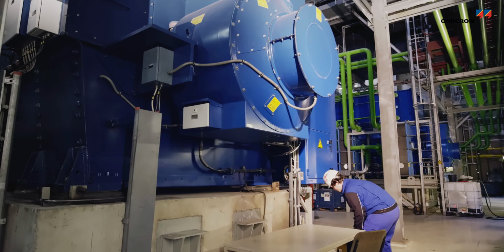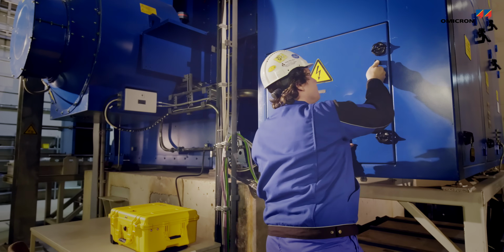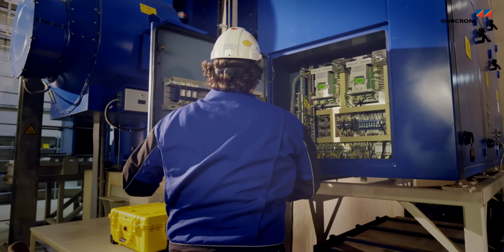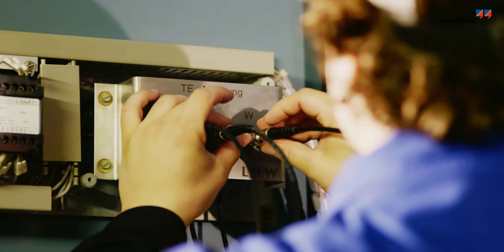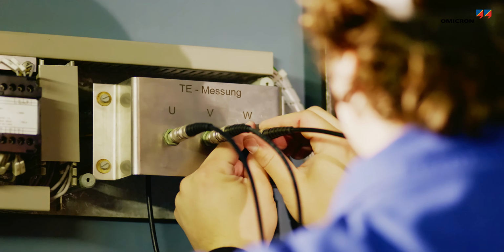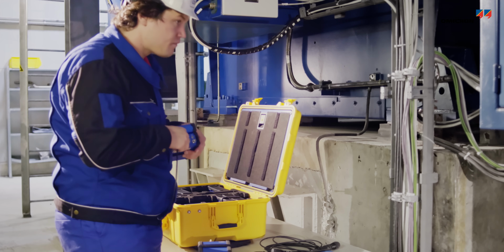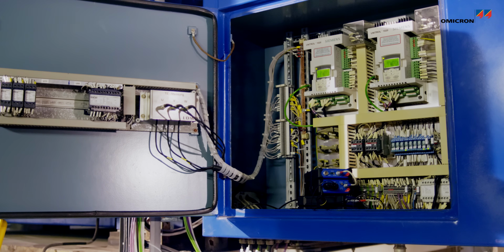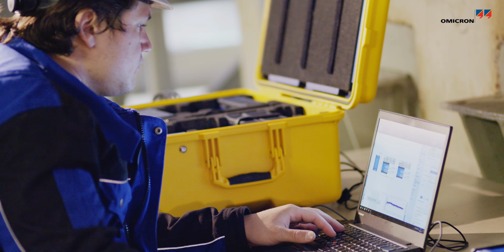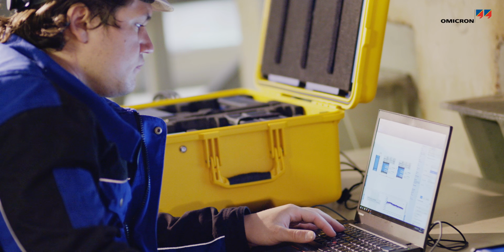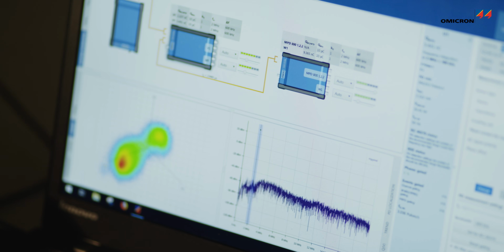Online PD measurements can also be performed on large generators when in service using permanently installed coupling capacitors and a terminal box for safe plug-and-play connections. This enables on-site insulation condition assessments during normal operation without having to shut down the machine.